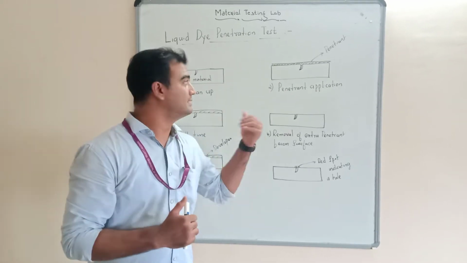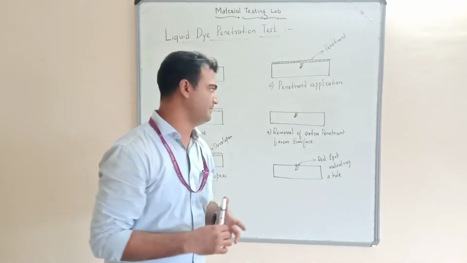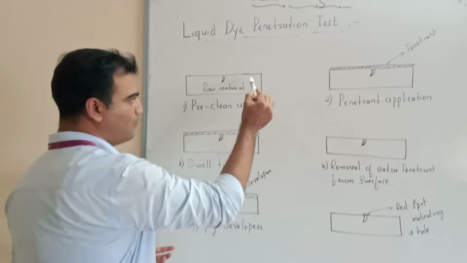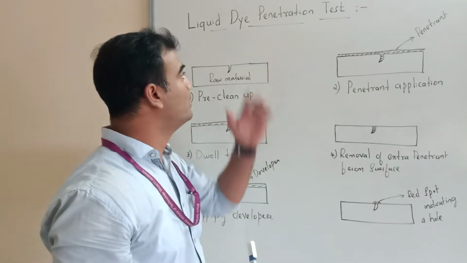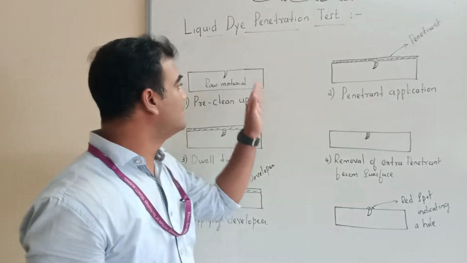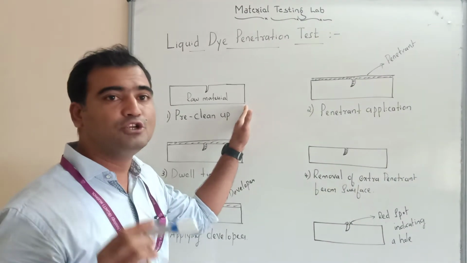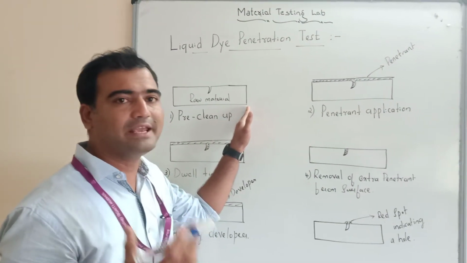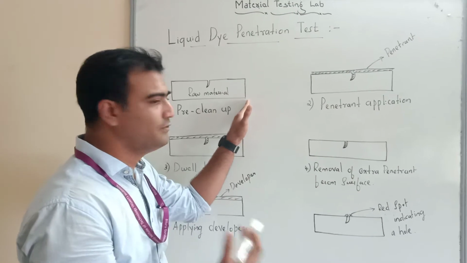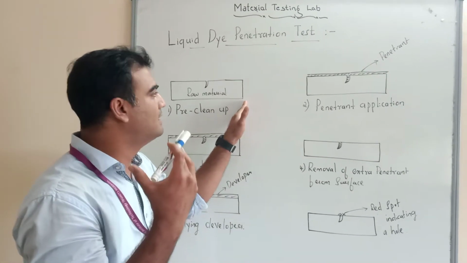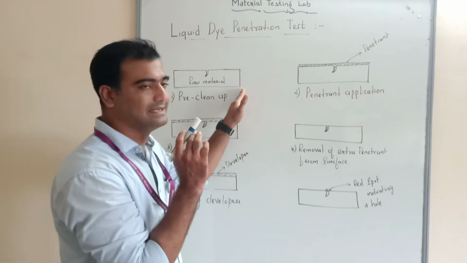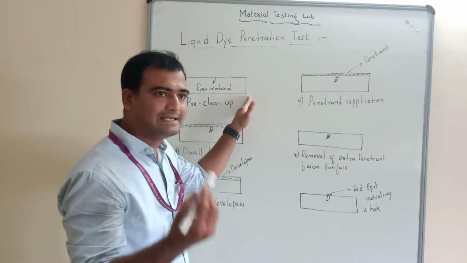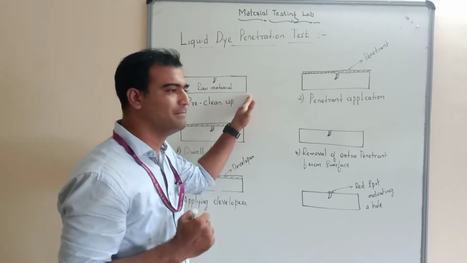Okay, so let us try to understand how this liquid dye penetration test is done. Now we have considered a raw material. One thing you have to remember before doing this test is that the material you are considering for testing should not be porous in nature. Materials which are porous, we cannot apply this method to. Any hard metals can be used for testing, either ceramic material or any metallic material.